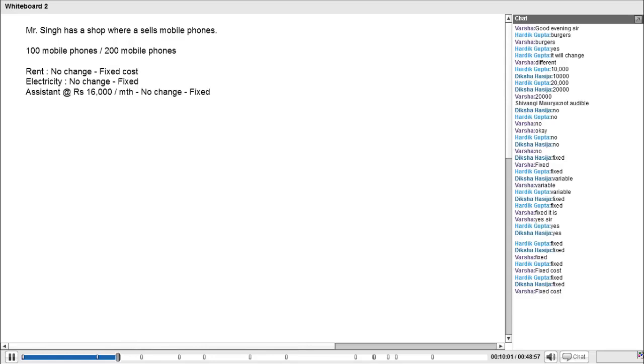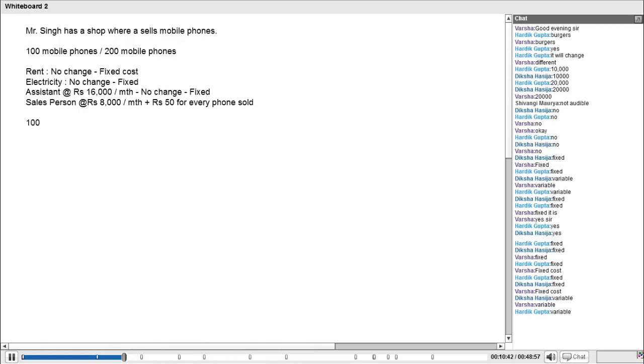Now he also has a salesperson who he pays rupees 8,000 per month plus rupees 50 for every phone sold. Now is this cost fixed or variable? Is the cost of the salesperson fixed or variable? Varsha, Diksha, Hardik, are the costs of the salesperson fixed or variable? Let's try and understand it. So we use a test case.